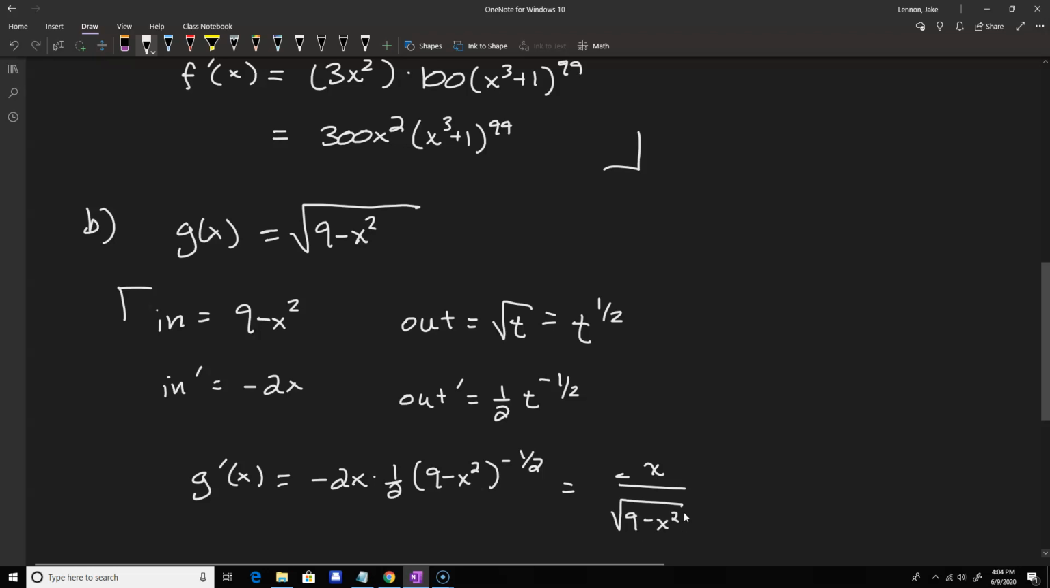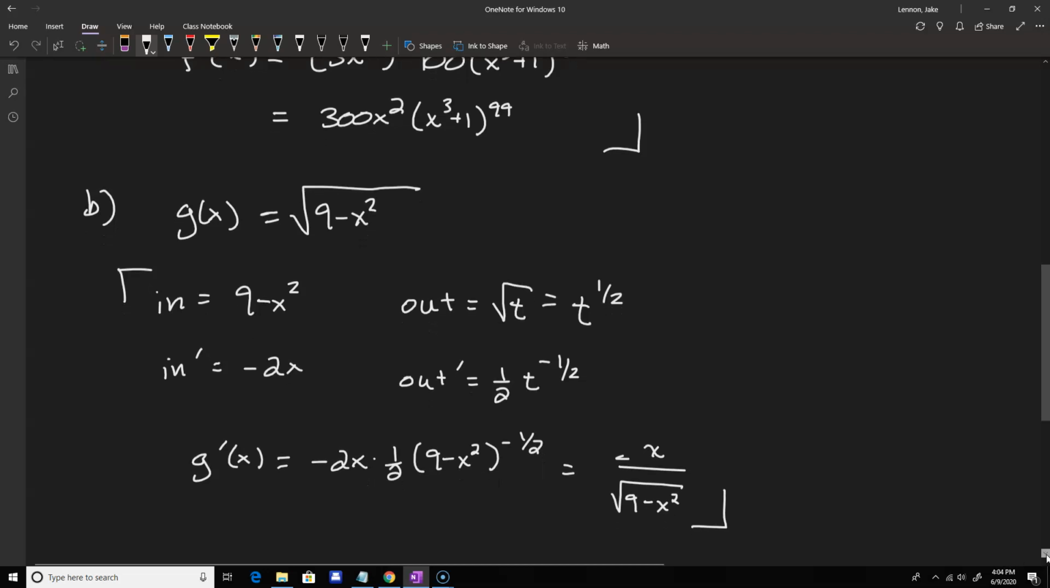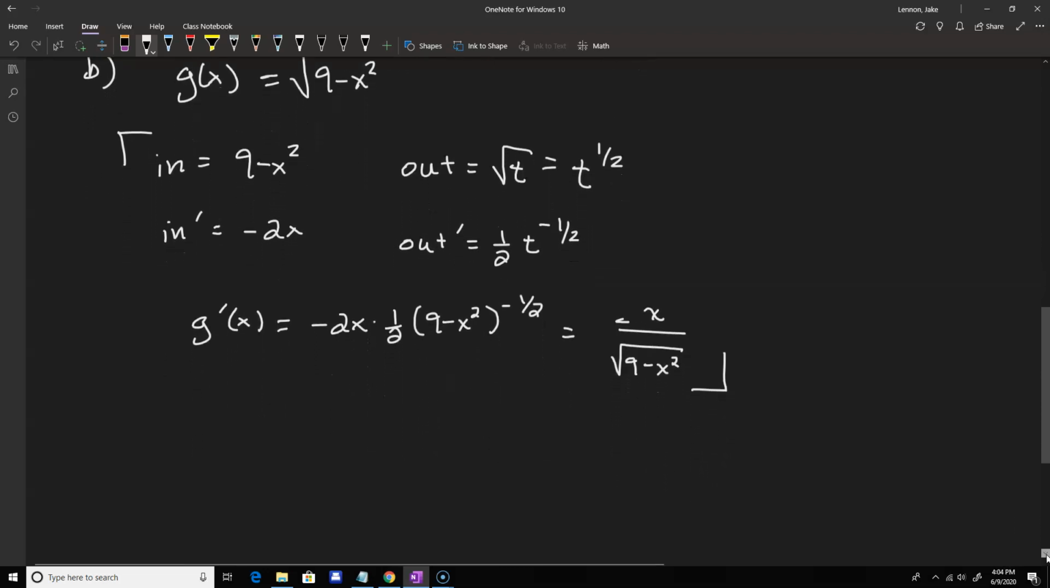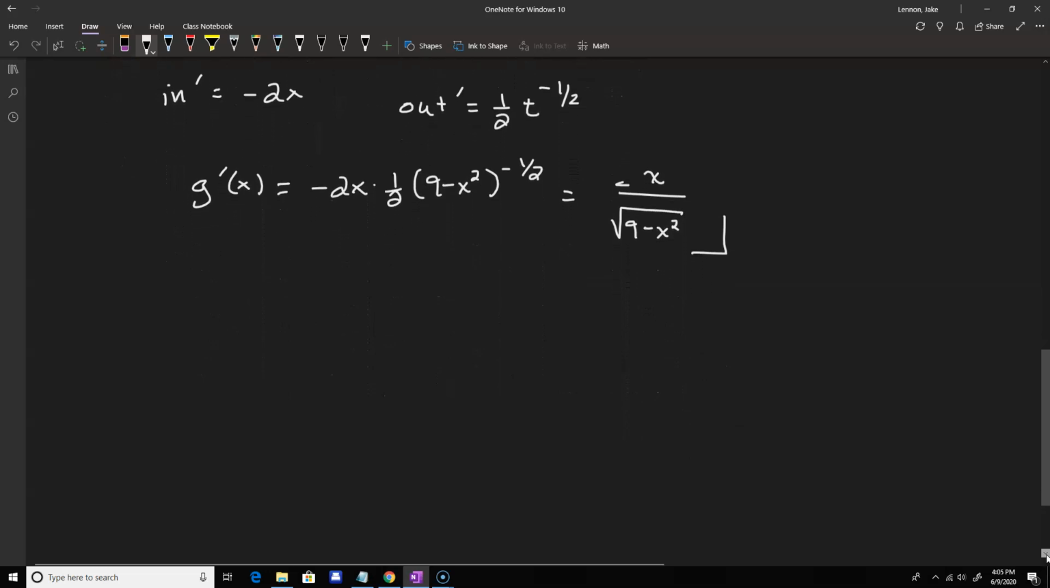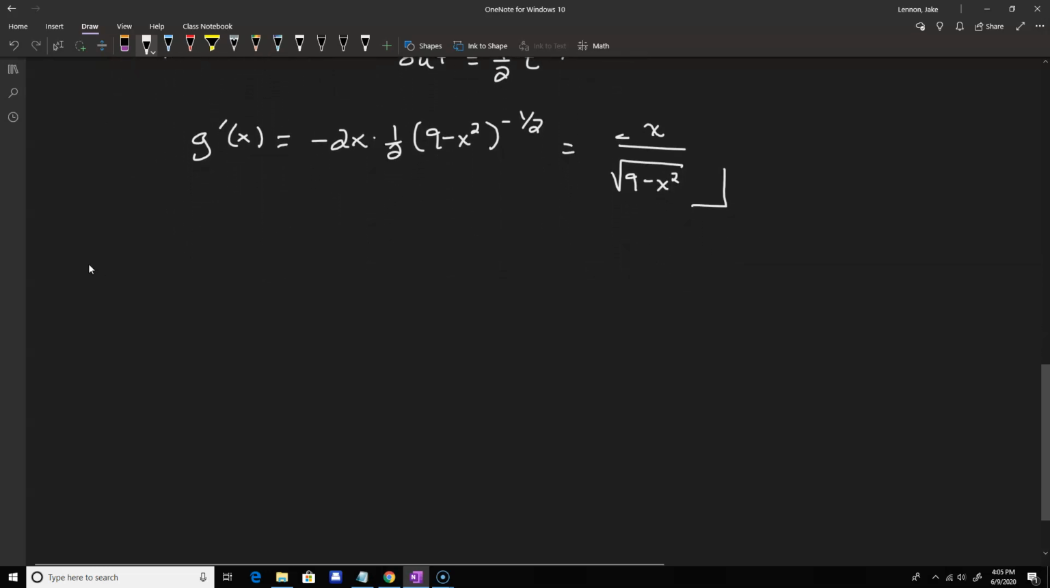Remember, the 1/2 you can change back to a square root, and if it's a negative exponent, that means it can be written with the same positive exponent in the denominator. So that is our derivative for part B. Okay, so moving onward, let's look at the next one, which is one that you might be a little bit surprised about.